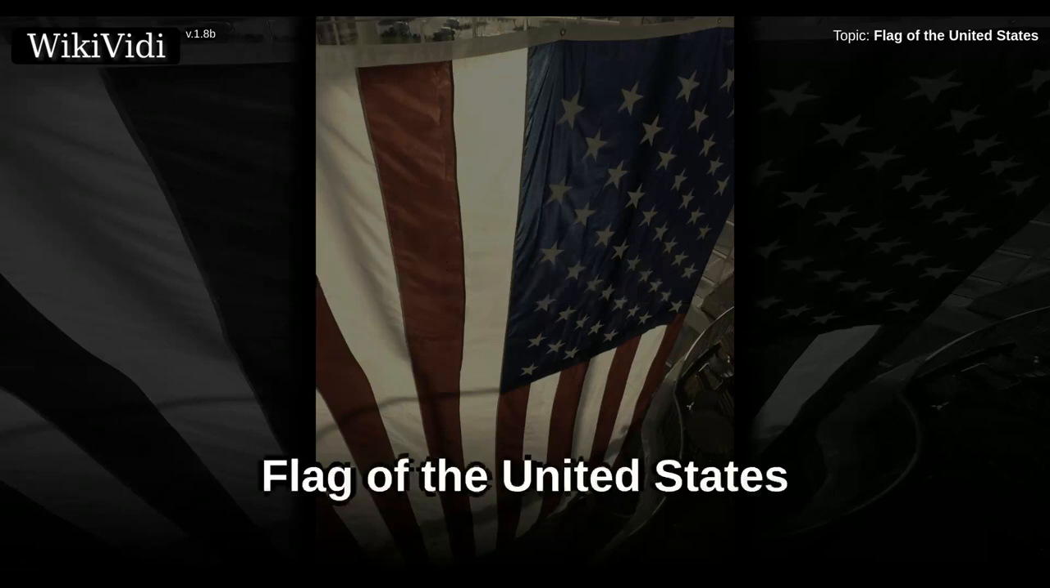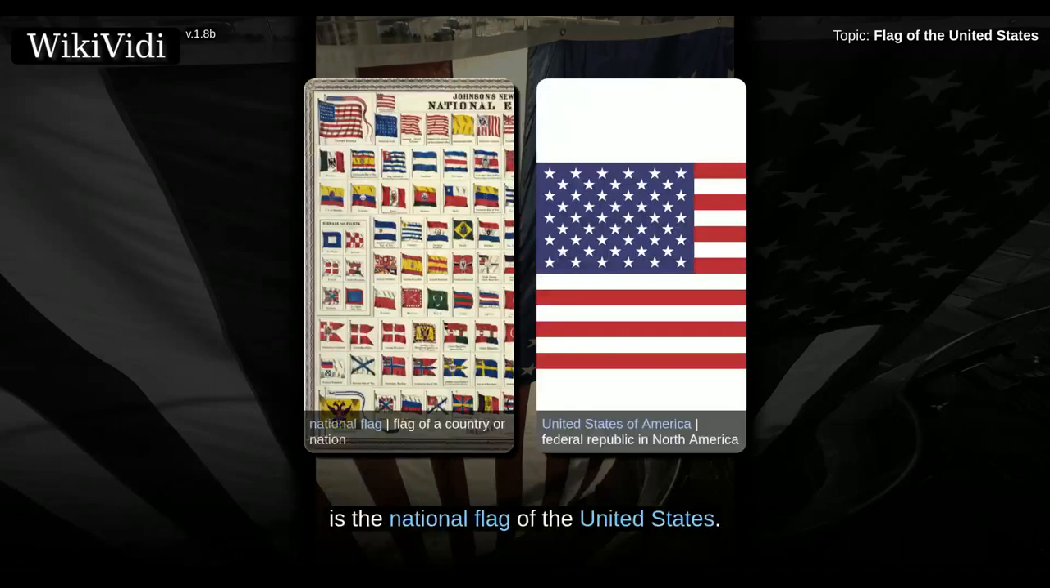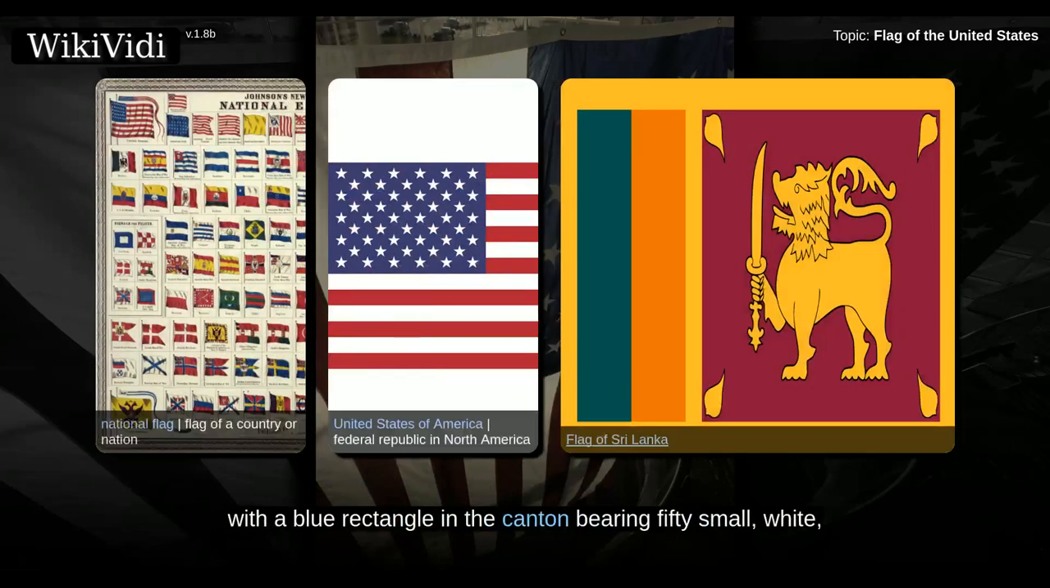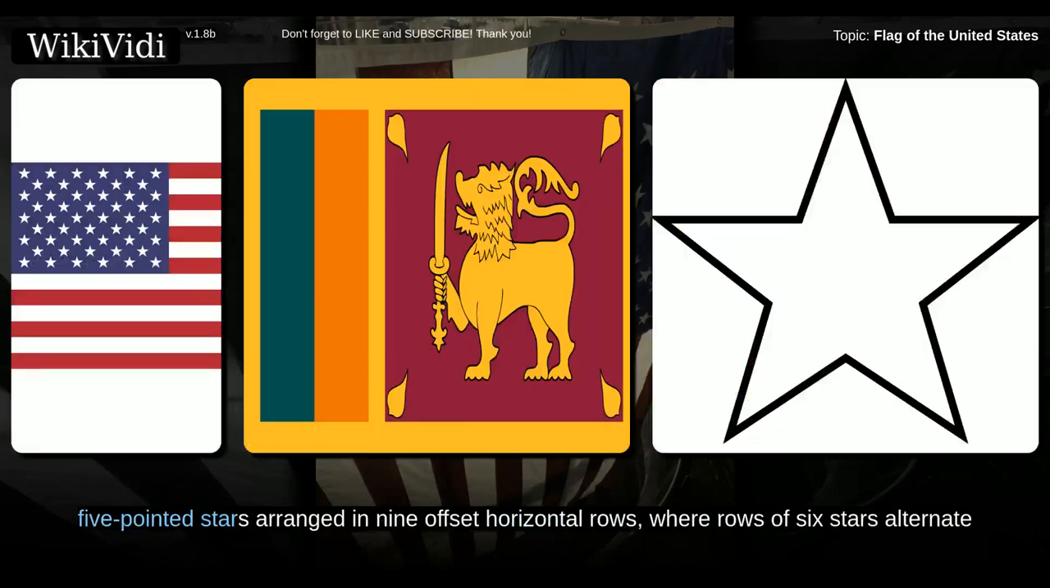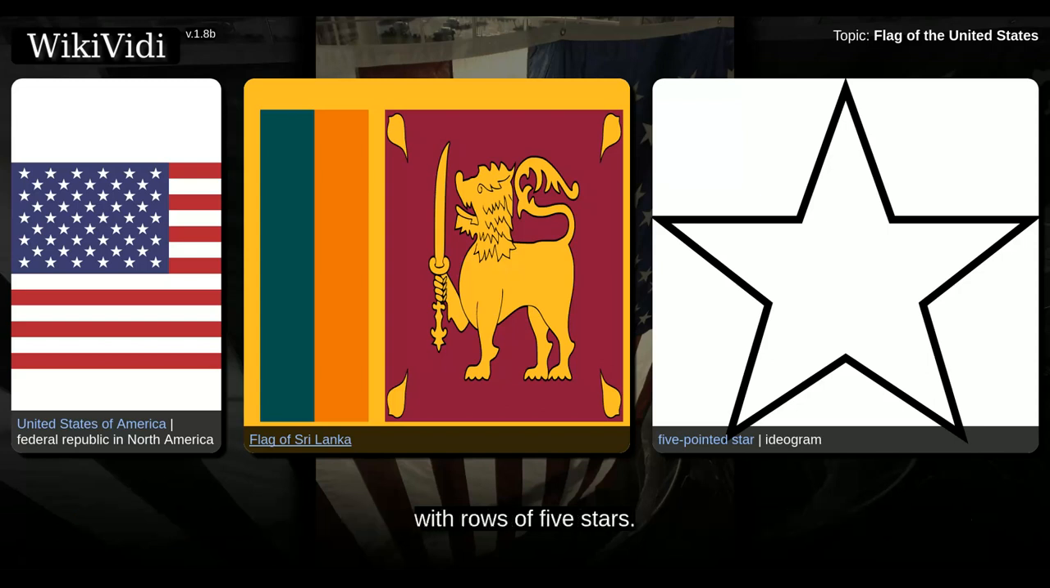Flag of the United States. The flag of the United States of America, often referred to as the American flag, is the national flag of the United States. It consists of 13 equal horizontal stripes of red alternating with white, with a blue rectangle in the canton bearing 50 small, white, five-pointed stars arranged in 9 offset horizontal rows, where rows of 6 stars alternate with rows of 5 stars.